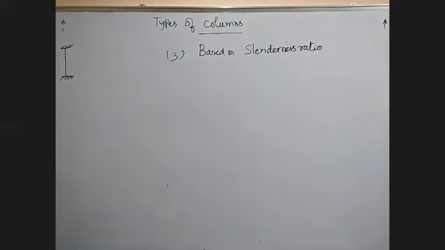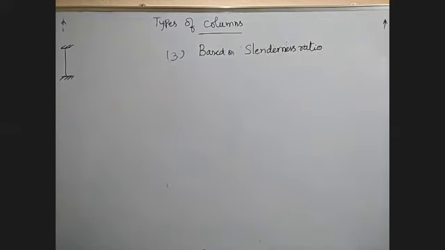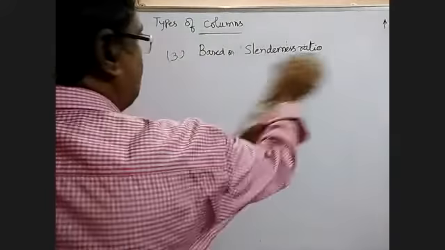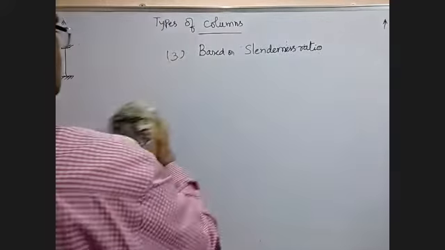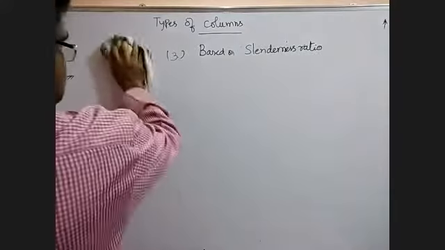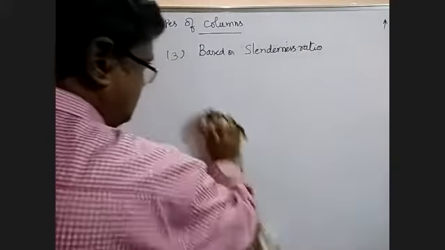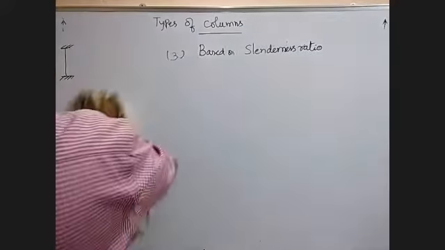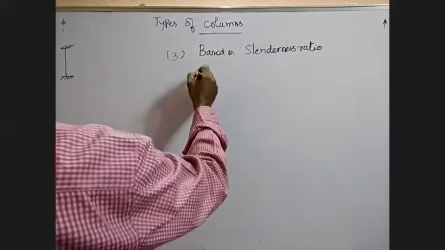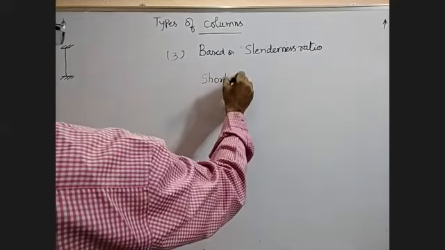Now based on this, the columns are classified as one is short column and another one is the long column. So the classification, three types. One is based on the reinforcement, another one is based on the loading, and another one is based on short column and long column.